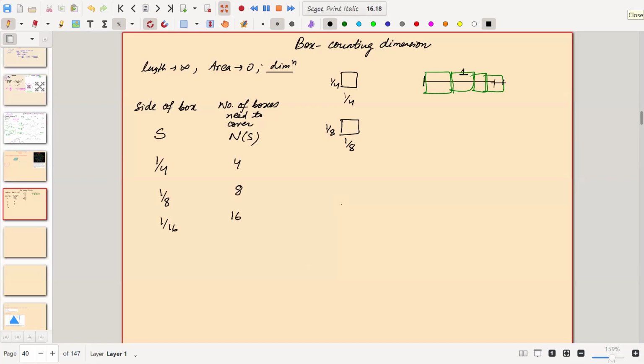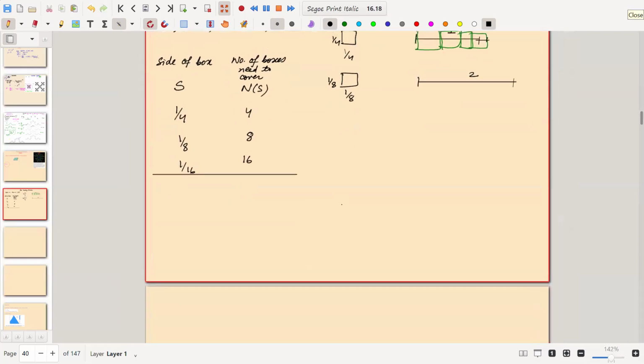Fine. Now let us do another experiment, okay? Maybe we can take... Can we increase the size of this length? That is another experiment, okay? How about we increase the length size to 2? Suppose we increase the length size to 2. So what do you get here?